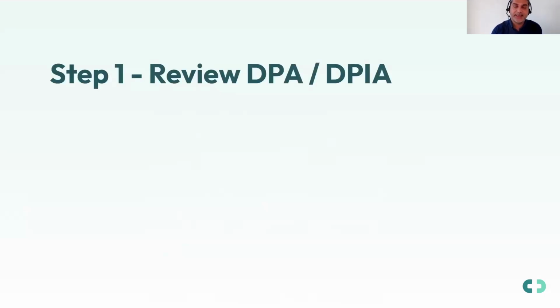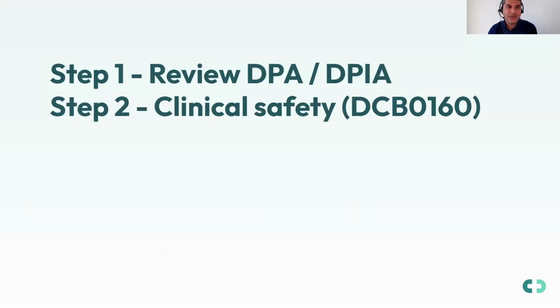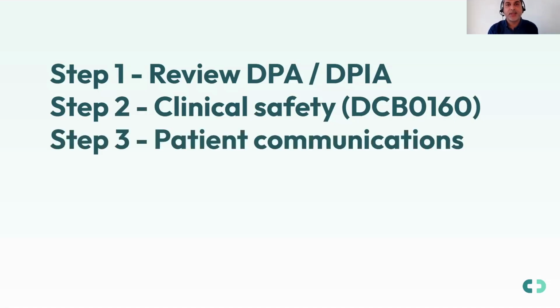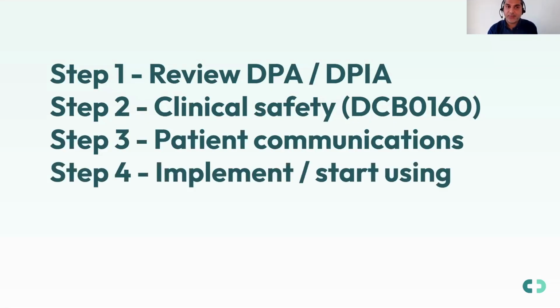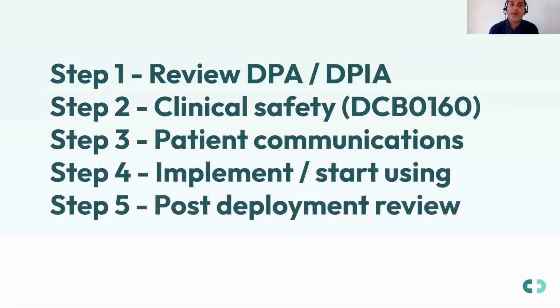The 5 steps are as follows. We're going to review the DPA, DPIA. I'll talk about the acronyms as well. Step 2 is looking at the clinical safety, the technical term for which is the DCB 0160, which you've probably heard quite a bit of. Step 3 is looking at patient communications. Step 4 is to implement and start using the tool. And step 5 is the post-deployment review. So they are our 5 steps to going live with Scribe.